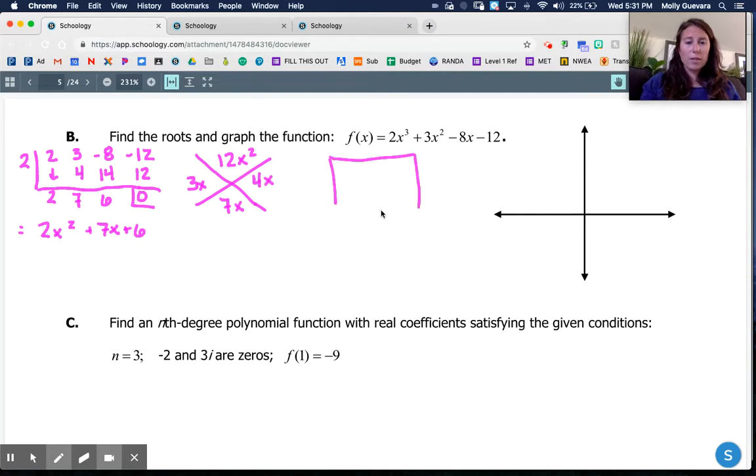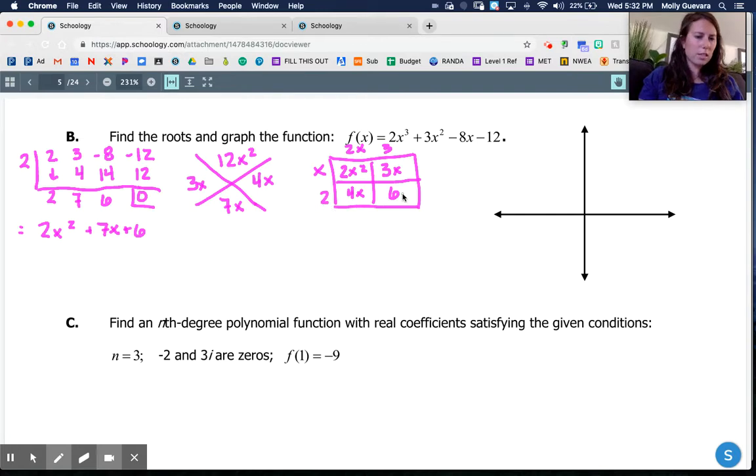And I'm going to go into my box. So I have 2x squared on the top left, 6 on the bottom right. Fill in with the 3x and the 4x. Greatest common factor of this top row is x. So that leaves me a 2x on top and a 3 on top. And then a 2 down here, and 2 times 3 is 6, so I'm good.